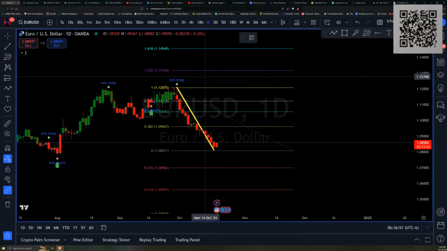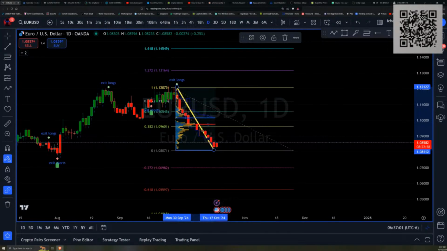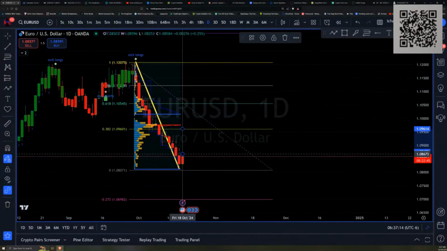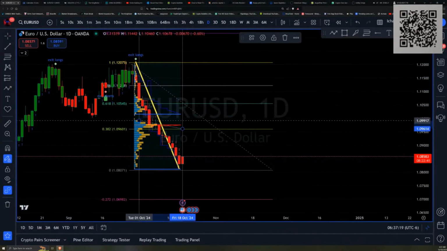Now the fixed range is going to take a look at volume nodes, where volume took place, if you will. Let's see here. Yeah. So the most volume, the most trades happened right here, right above that 382. And then there's not a lot that happened right above that.